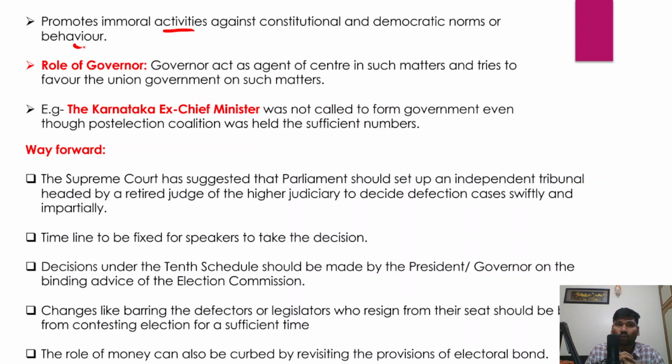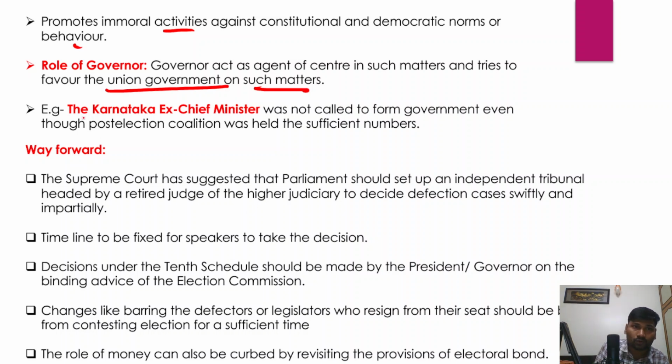Now in this context, what is the role of the governor that we have to understand? In earlier classes we have understood that the governor is part of the legislature, the governor is the executive head of the state, and in fact the governor also has a huge role. But in recent times, we know that the governor is appointed by the union government, and the governor is also acting as a mere agent of the central government. Because of that, in such matters the governor acts in favor of the union government.